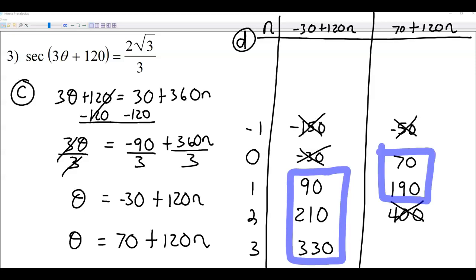All right, guys, so there are the 5 answers for that one. 90, 210, 330, 70, and 190. Let's go ahead and move on. I think I might have missed an answer here, actually. Let me fix that. There should have been one more in this row. I believe it's 310. There we go. All right, there we go. Now we got all of our answers. 6 of them. All right, now we can move on.